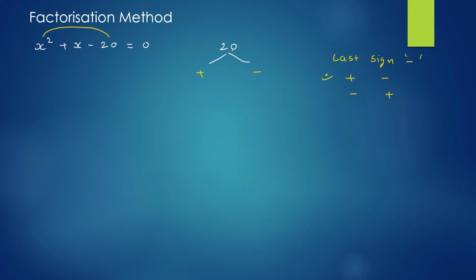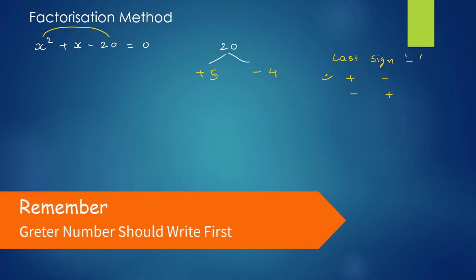Okay, 20 is there. So, 20 is coming in which table? 20 ones are 20, minus 1, 19, but we want 1. So, next 2 tens are 20, so 10 minus 2 comes 8. Again, it will not be used. Then next 5 fours are 20. Yeah, 5 minus 4 comes 1. So, we will write 5 and 4. Always remember, greater number should be written first.